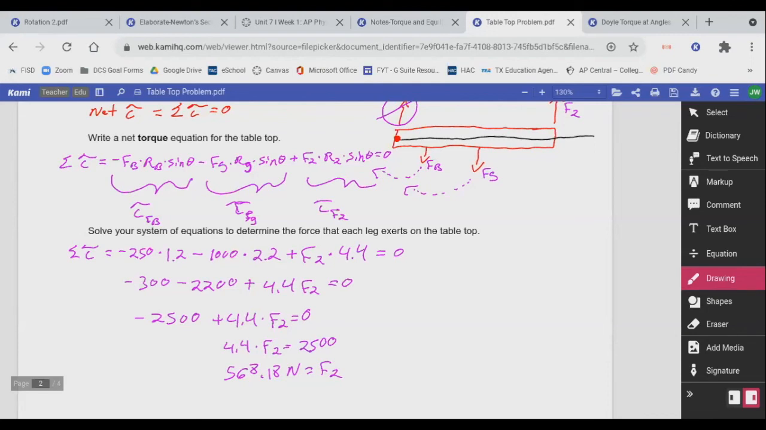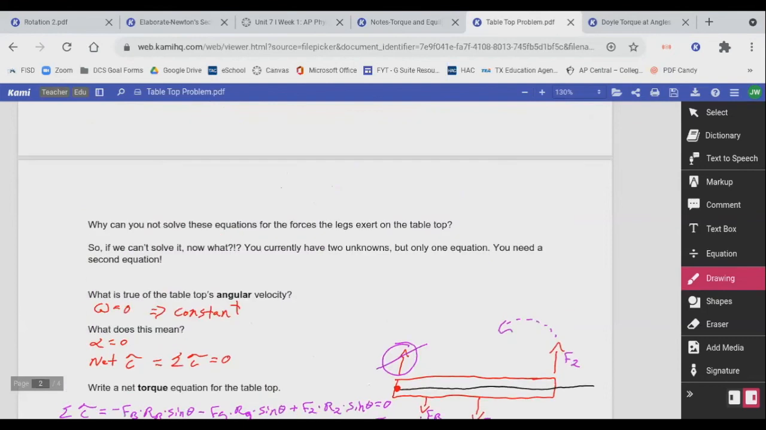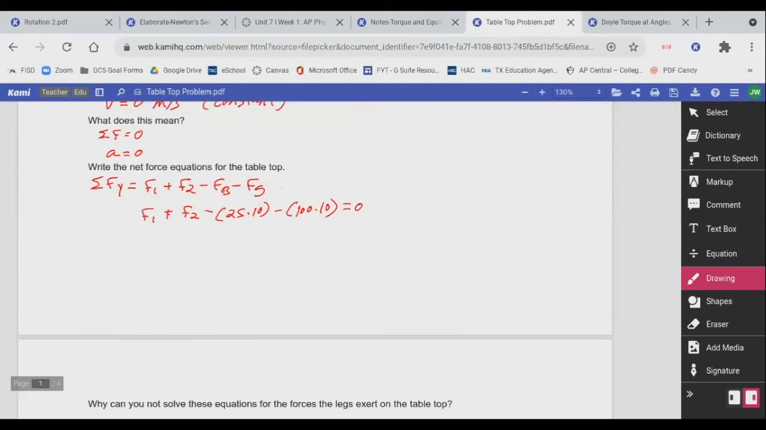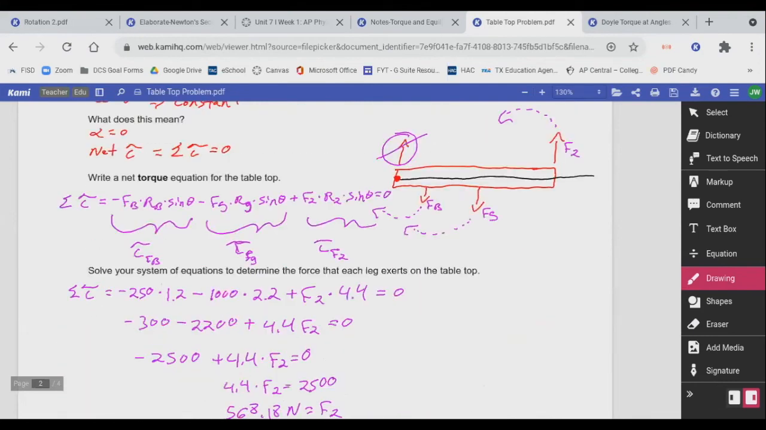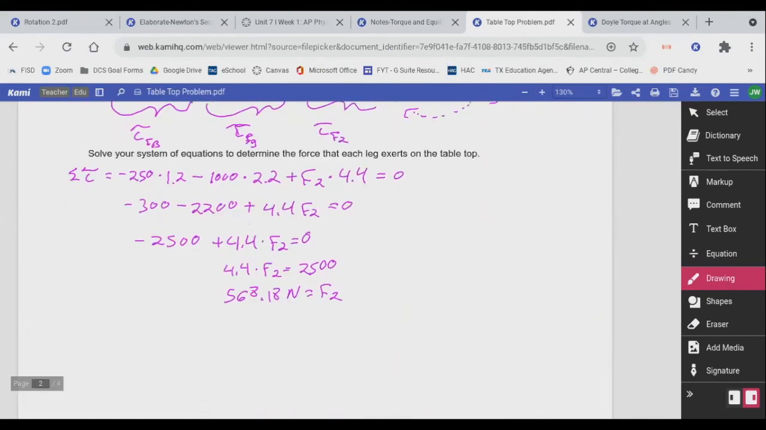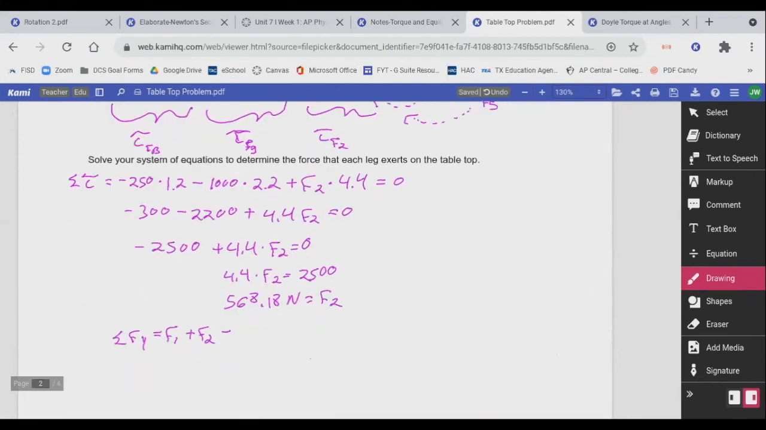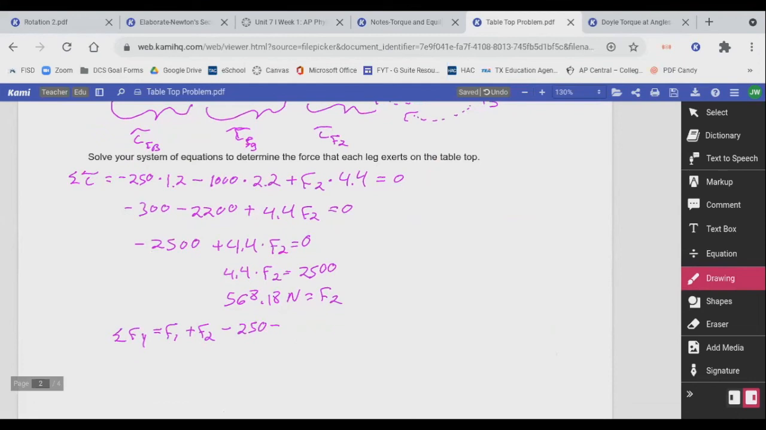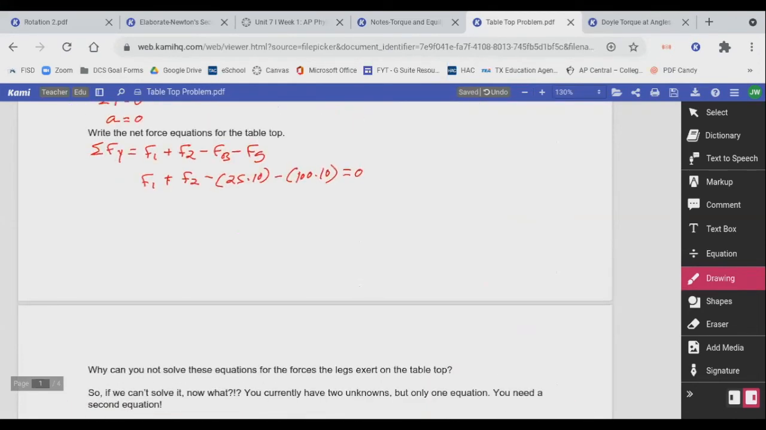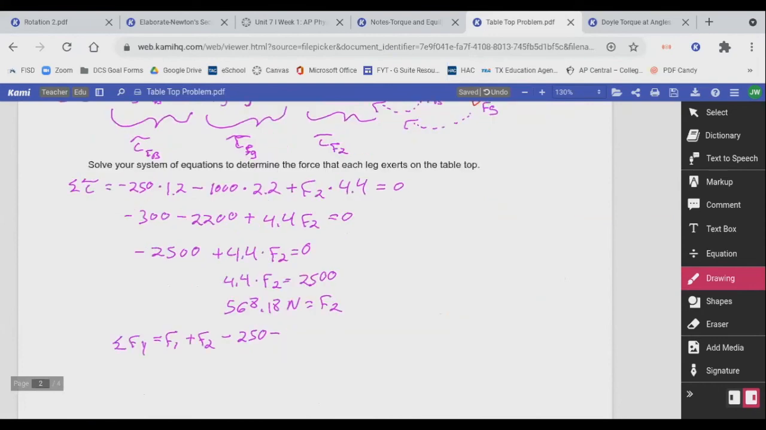Let's finish this up real quick. If we go back to the first page of this, we had that other equation right here, correct? So that was F1 plus F2. Let's write that down. We said that the summation of forces in the y direction equaled F1 plus F2. Then we subtracted, oh gosh, what did we subtract? 25 times 10. So I'm just going to put minus 250, and what was the other one? 100 times 10. So that's minus 1,000 equals 0. All right, that's the net force.